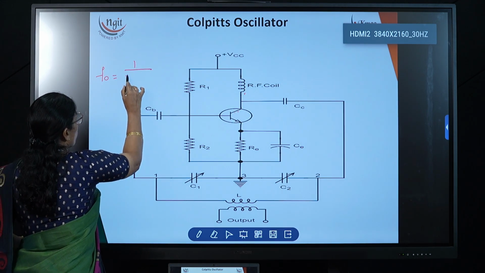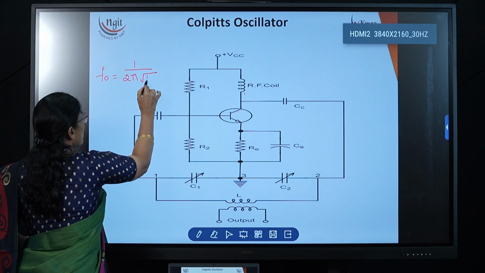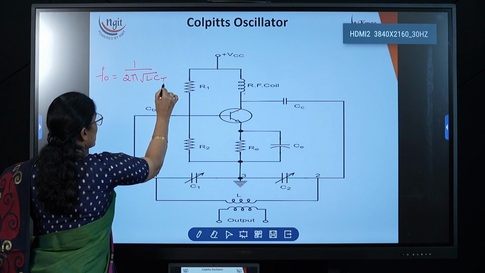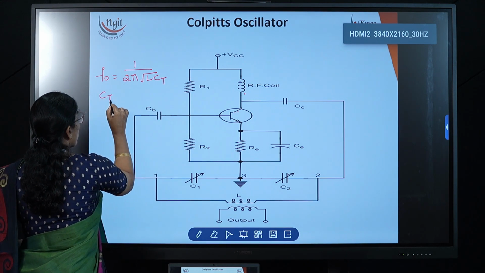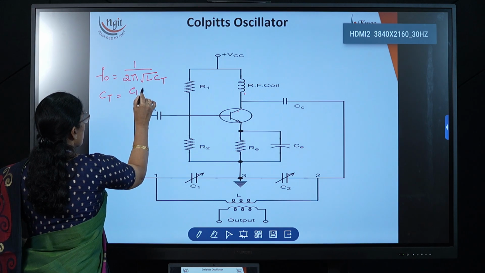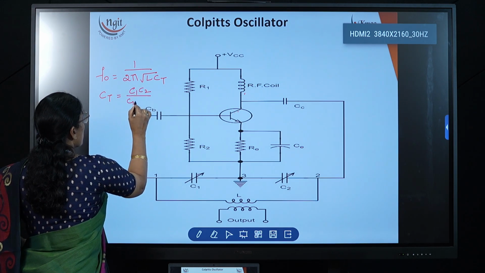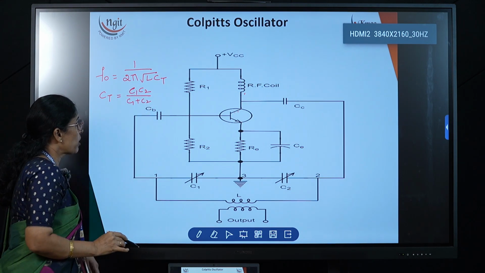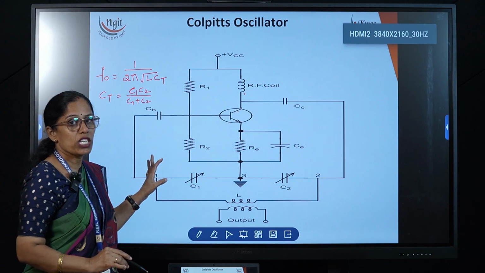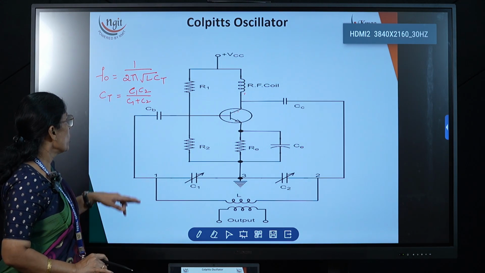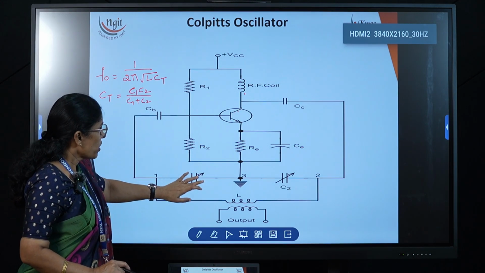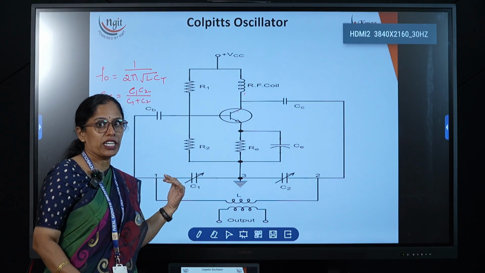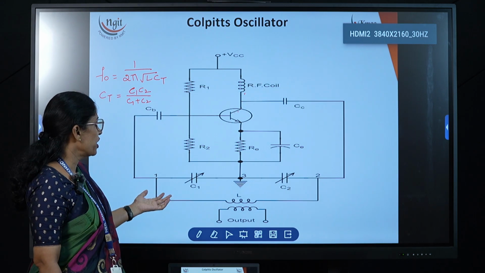That frequency f naught is equal to 1 by 2 pi root L C, but here two C values are there, so we have to take the CT. Now what is CT? Both are connected in series, so CT is equal to C1 C2 divided by C1 plus C2. If capacitors are connected in series, then how to calculate the total capacitance? That is CT is equal to C1 C2 divided by C1 plus C2. Now this is the frequency, and here also the tank circuit is connected the same way as in the Hartley oscillator.